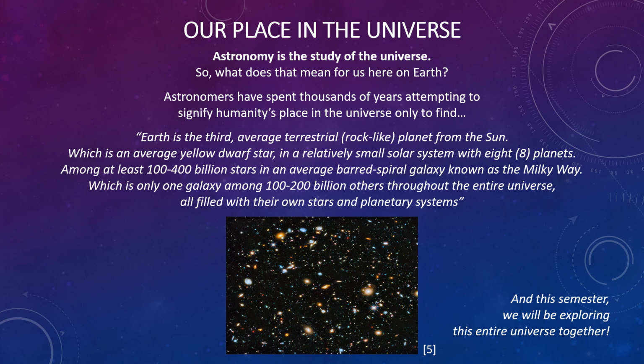And when we look for all of the other galaxies, we find that there are about 100 to 200 billion other galaxies in the universe. Each one of those galaxies has their own billions of stars, and each one of those stars likely has planets. And so we find that we are in a vast ocean of stars and galaxies and planets.